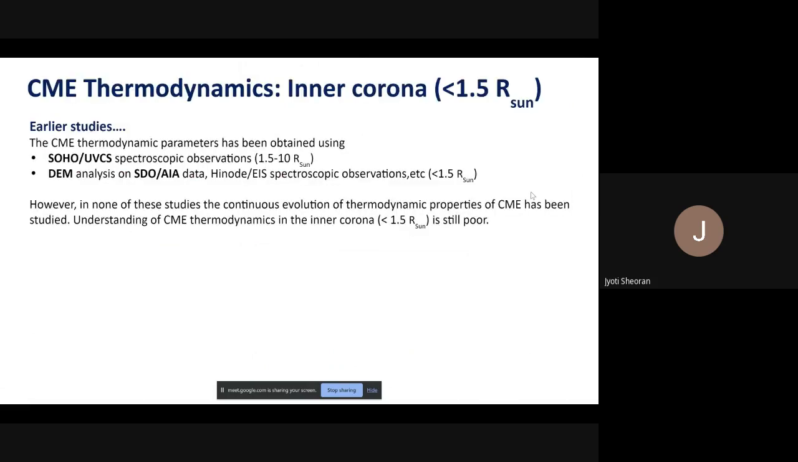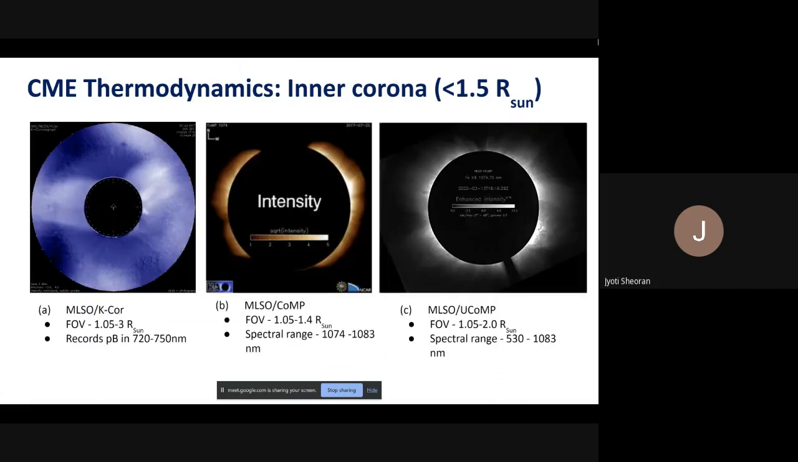Now, coming to the previous studies, most studies on CME thermodynamics have been done using SOHO UVCS data at fixed heliocentric distances ranging from 1.5 to 10 solar radii. Although there are some studies using DEM analysis on SDO AIA data and Hinode EIS data below 1.5 solar radii, in none of these studies has the continuous evolution of thermal properties of CMEs been studied, and we still lack an understanding of CME thermodynamics in the inner corona.